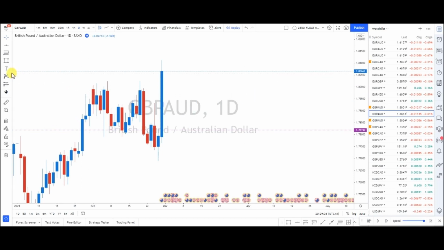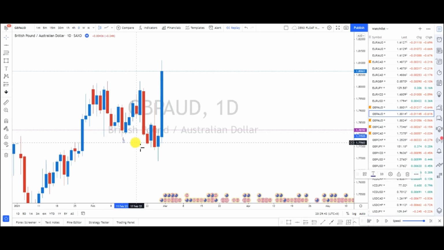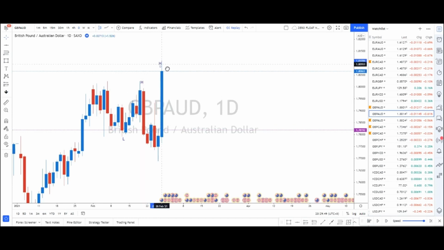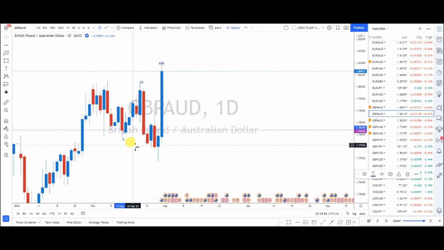So here's the structure. Let me mark the structure again. We have this as our low, high, this one as higher high, this one as our lower low.